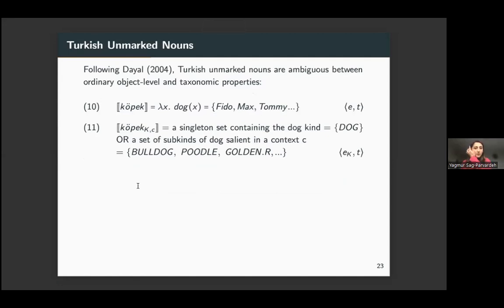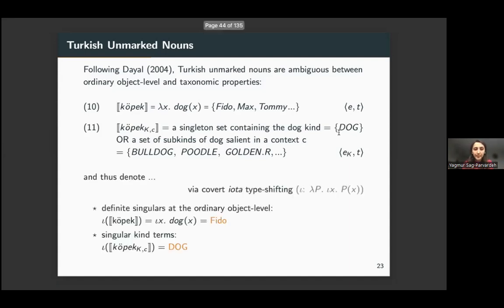So following Dayal, I claimed in my previous work that Turkish unmarked nouns are ambiguous. They can either refer to a set of actual dog individuals, like köpek here in 10, or alternatively, it can have a kind reference where, depending on the context, we could be talking about the köpek kind, the dog kind, or its subkinds, like bulldog, poodle, golden retriever, etc.